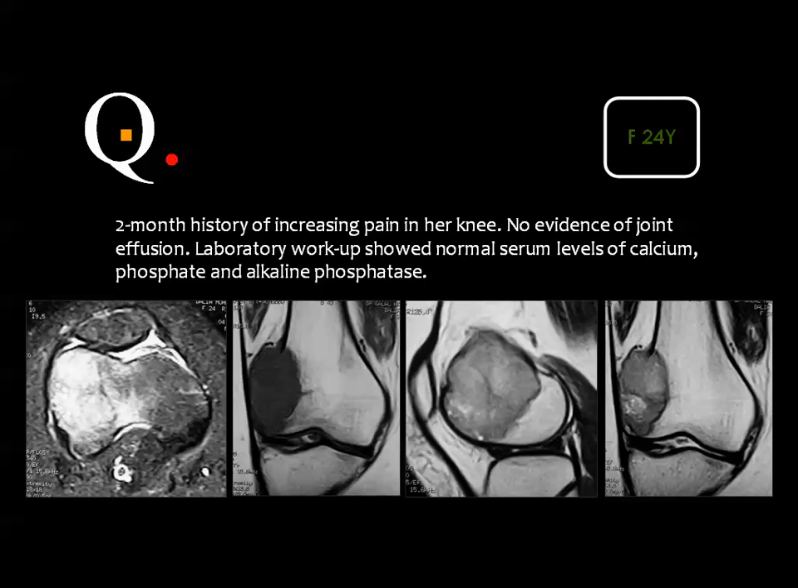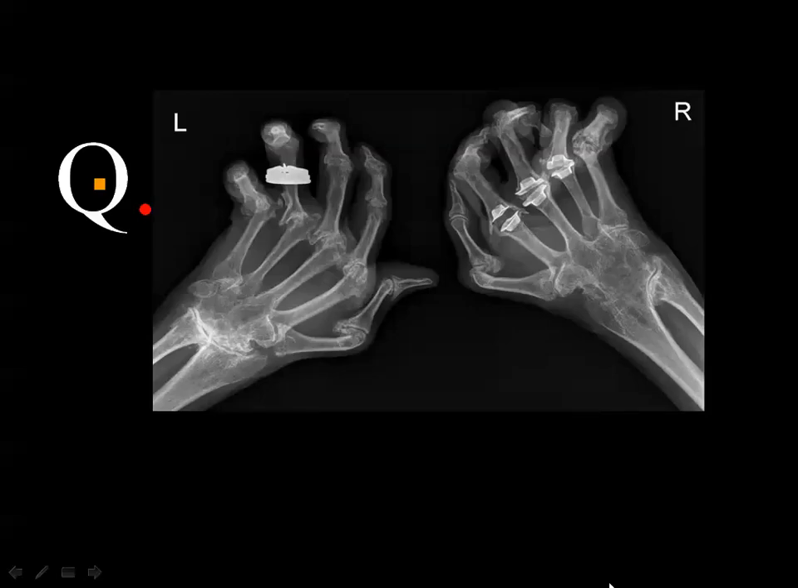MRI of the knee. ABC, GCT, giant cell tumor, yes, and this is an expanding lesion reaching the articular surface, low signal in the T1, intermediate in proton density, and high in the STIR image, and this is giant cell tumor.